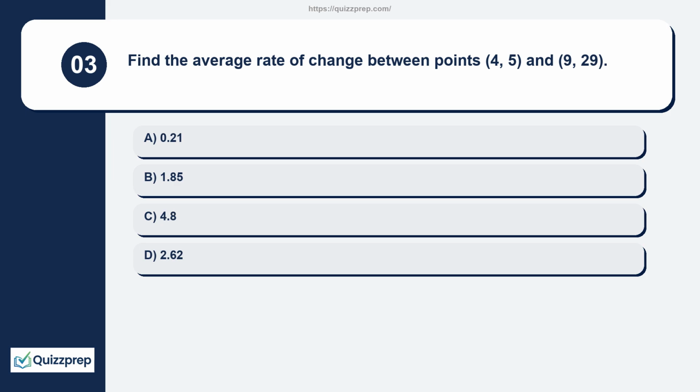Question 3. Find the average rate of change between points (4, 5) and (9, 29). 0.21, 1.85, 4.8, 2.62.